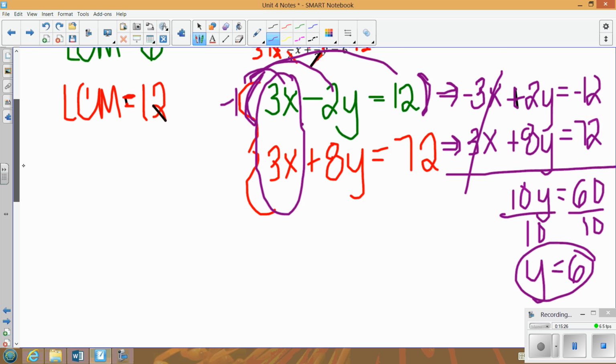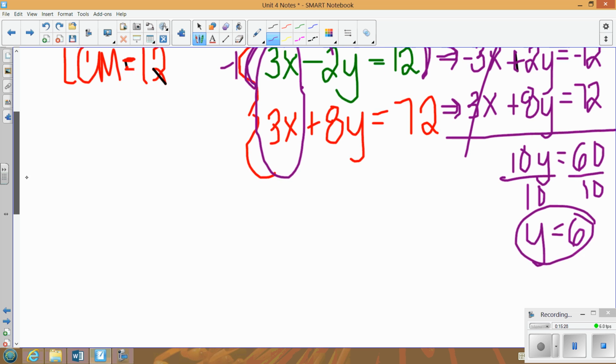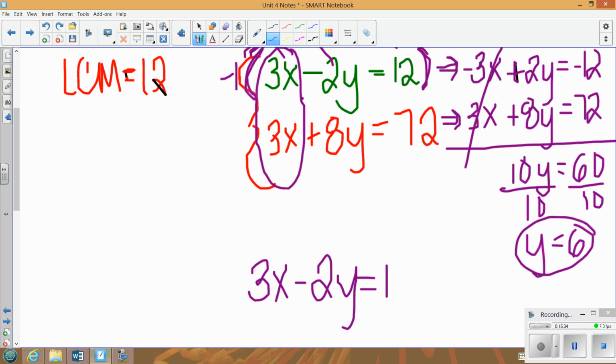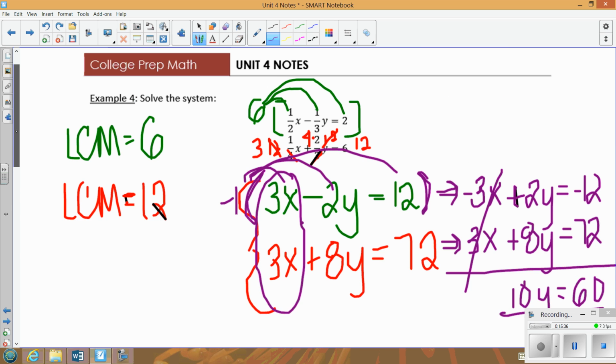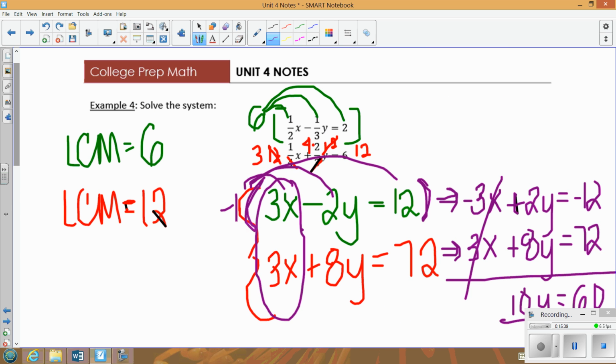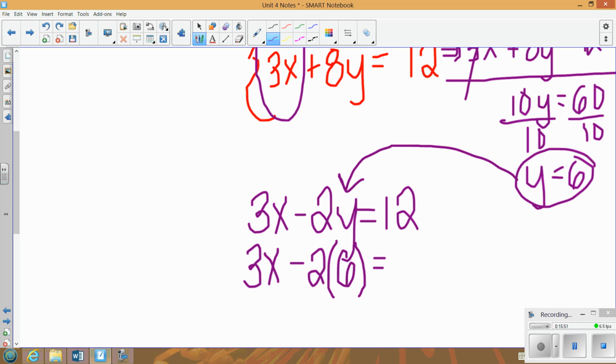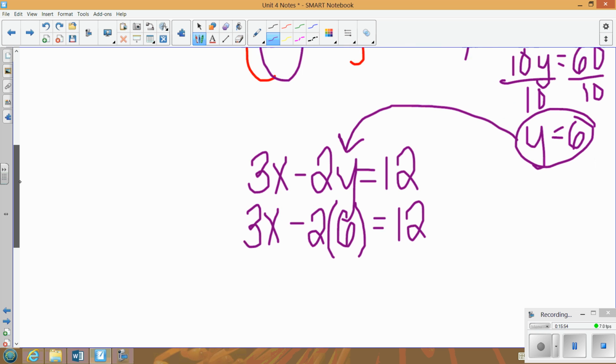So let's substitute into one of our simplified equations. Let's use that 3x minus 2y equals 12. Since that really is equivalent to the 1/2 x minus 1/3 y equals 2, let's just use this one instead so that we don't have to deal with the fractions, since we know that they're all equivalent. So I'm going to go ahead and plug that in. So really, you can use any of the equations that you've simplified.